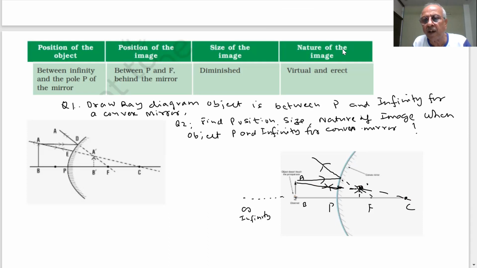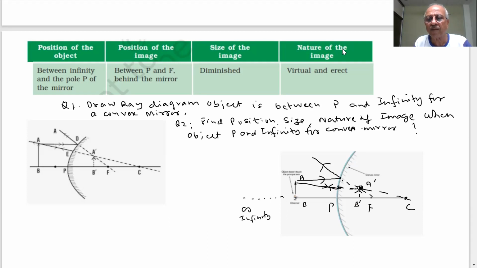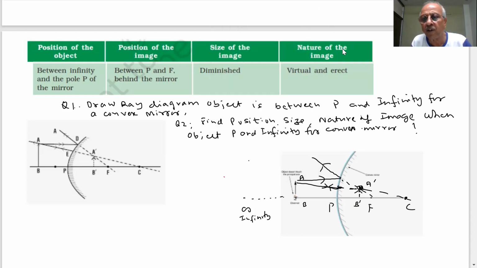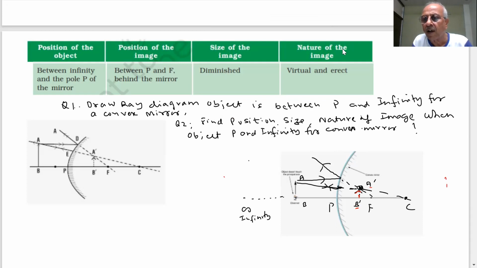Now, what is the story? A dash, B dash. Can you see the image, students? Let me change the color if you have any doubt. Can you see the color, student? Visible? This is the image A dash, B dash. What has happened to the image, student?